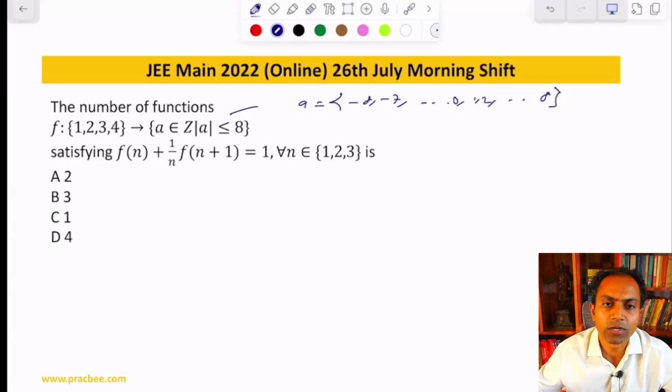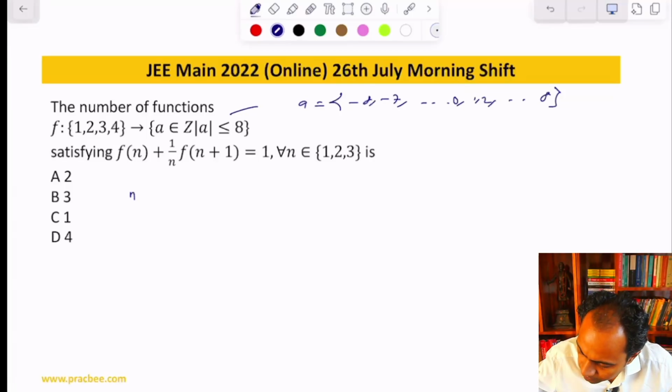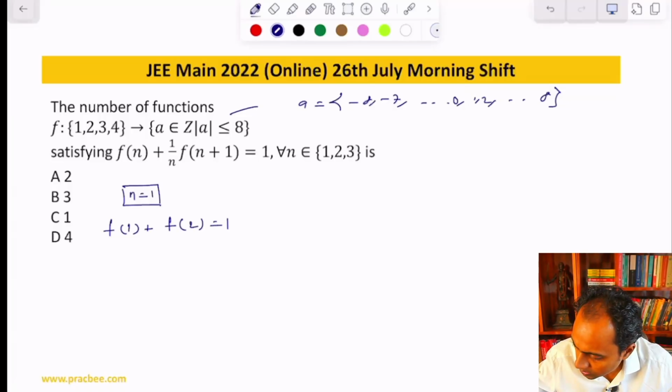Now here you will have to actually go ahead and figure out how many mappings are possible. So if I put the value of n as 1, let us see what happens. This becomes f of 1 plus f of 2 is equal to 1. You have got the first relation.